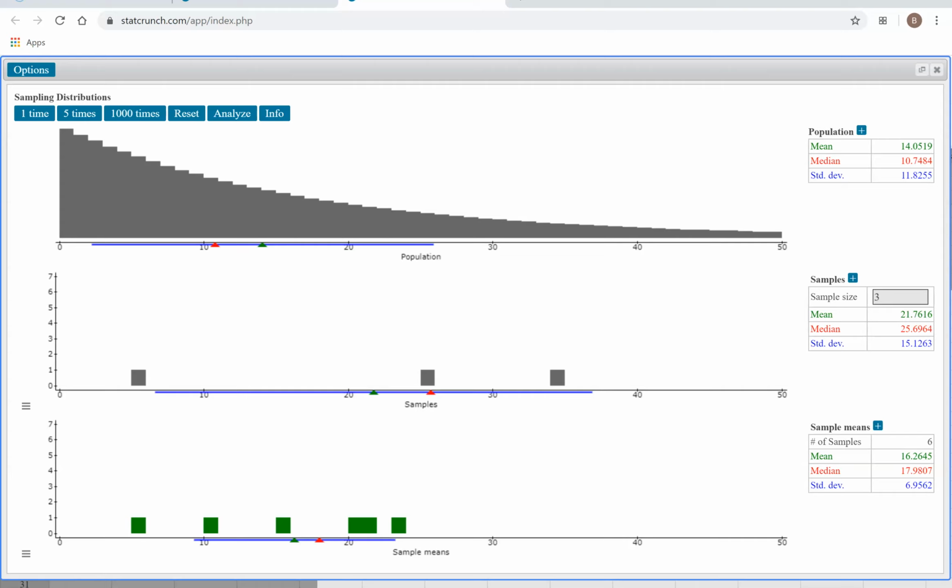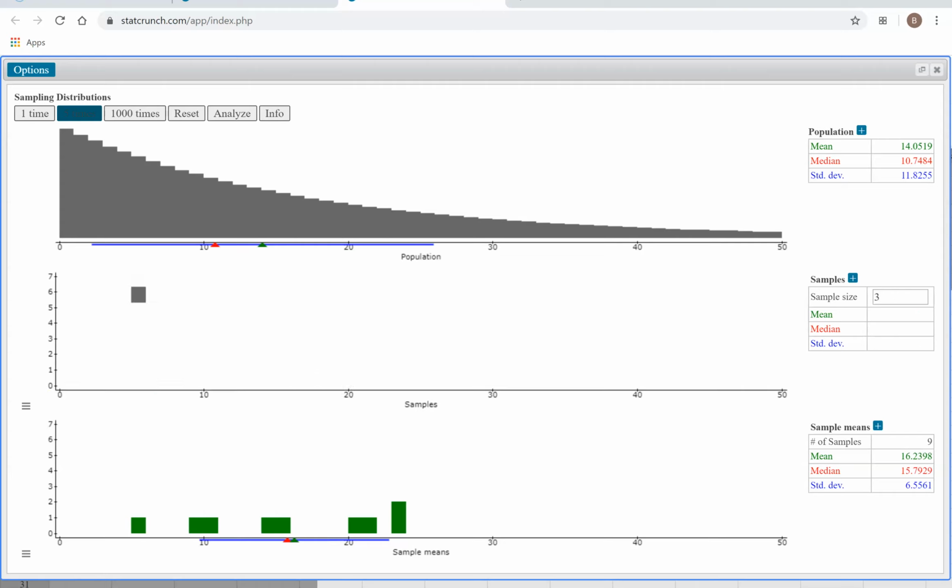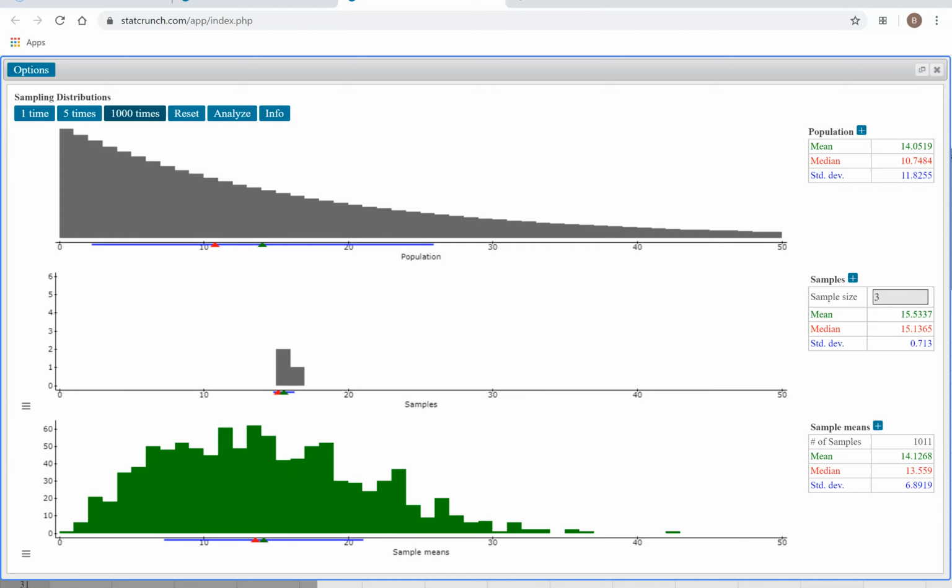Okay, so let's do 5 more times. There's their average. 3 data points, that's their average, and so on. Okay, well, what happens if we did this a lot? Let's hit 1,000 times. And don't worry, we're not going to sit through it. It just does it automatically.